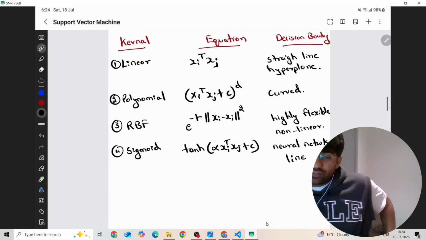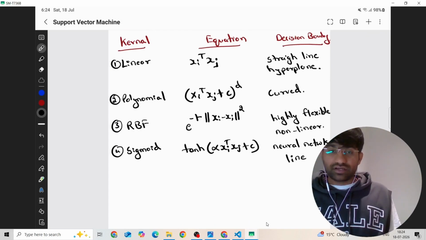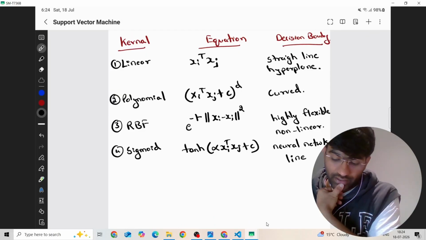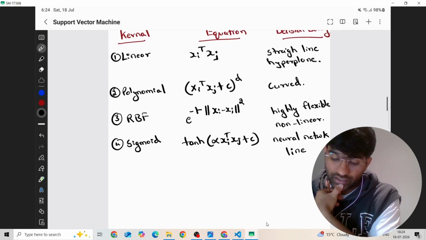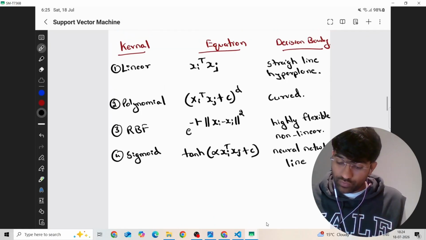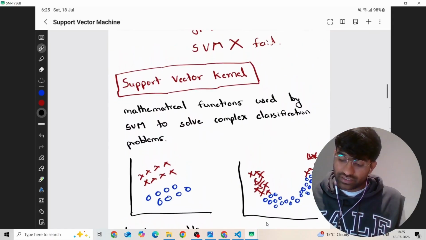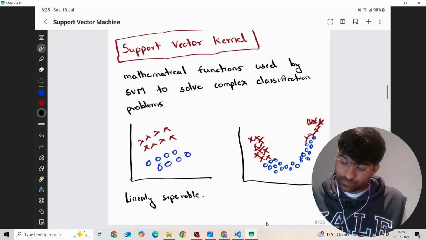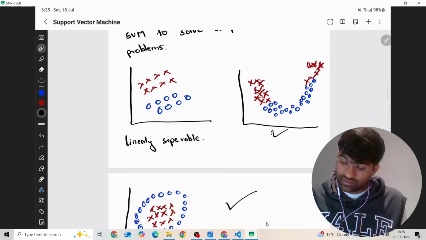I cannot draw and show you those. If you want to go in depth on this, you can search on other platforms. But I will show the practical demonstration of how to use these kernels in the upcoming session of this video. For now, understand that kernels are mathematical functions used by support vector machine to solve complex classification problems. This is linearly separable data. In the real world, the data might look like this, or the data might be like this.